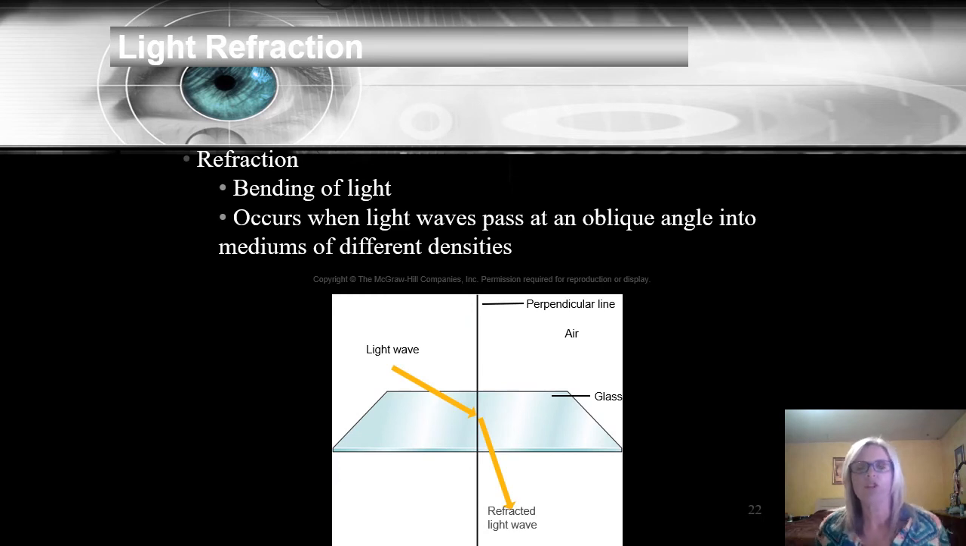Light refraction is important in our vision. When we see an object, the object is either giving off light or it is reflecting light from somewhere else. So refraction is the process of bending the light. The light rays are being bent so that the image will reach the fovea centralis, that sharpest point of vision. And this does occur when they pass at an oblique angle into different mediums. So we do experience this in things like water as well.